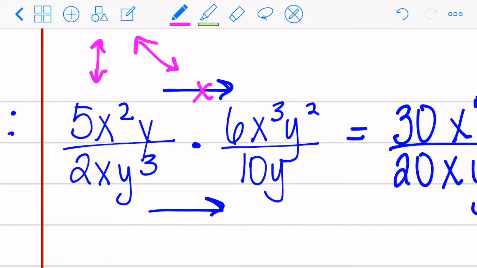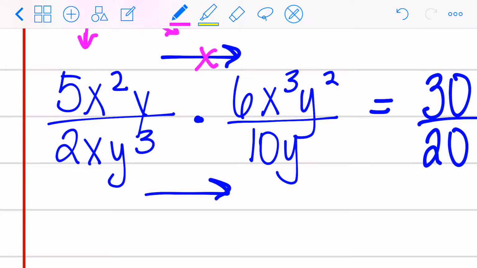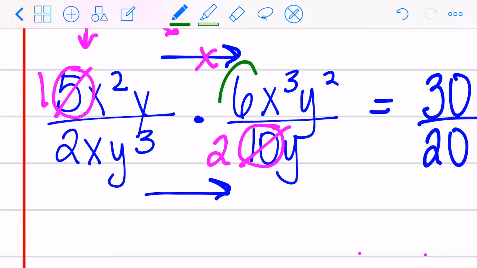So the first thing that I want to deal with is my numbers. I see that 5 and 10, I could cancel those because both of those go into 5. So 5 divided by 5 would leave me with 1. If I divide 5 into 10, I am left with 2. So then let's move on to the 6 and 2. Both of these are divisible by 2. So we get 1, and then 6 divided by 2 is 3.